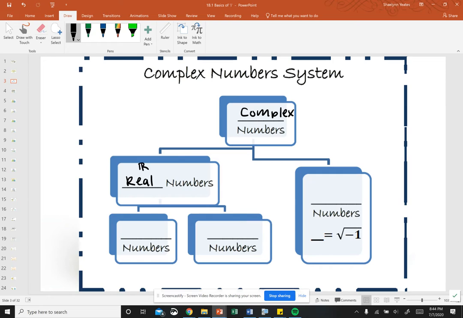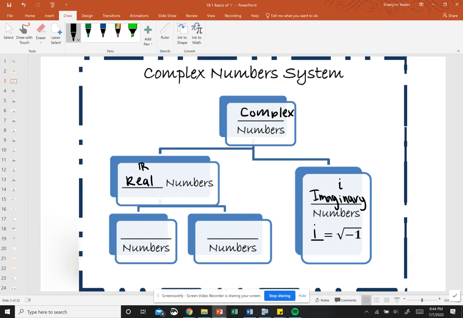Now, what real numbers look like is that. And imaginary numbers. Now, you will not hear me call them that for the rest of the time. I'm going to be calling them i numbers. Okay? So i equals the square root of -1.